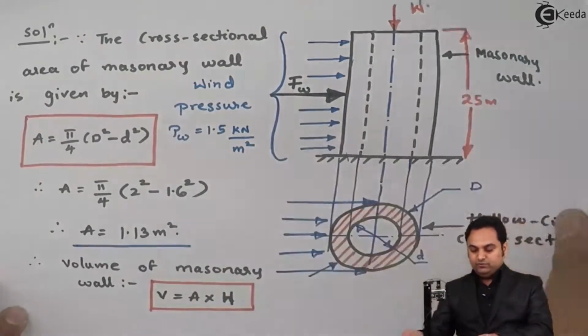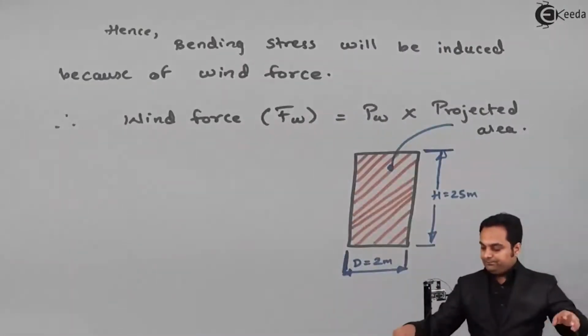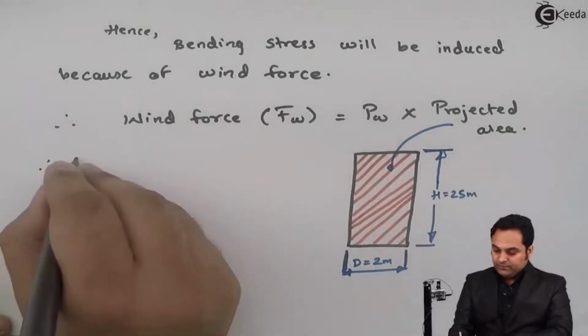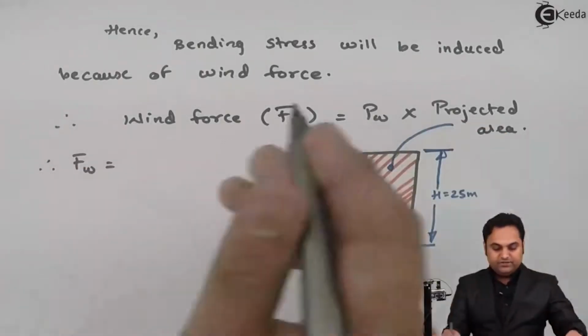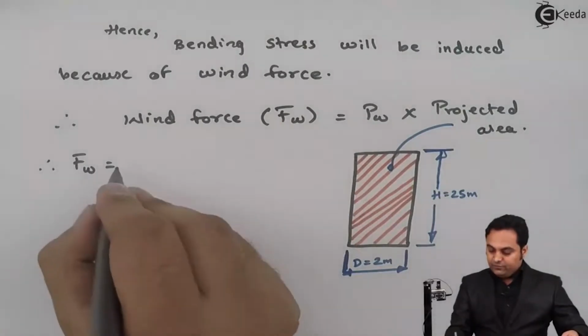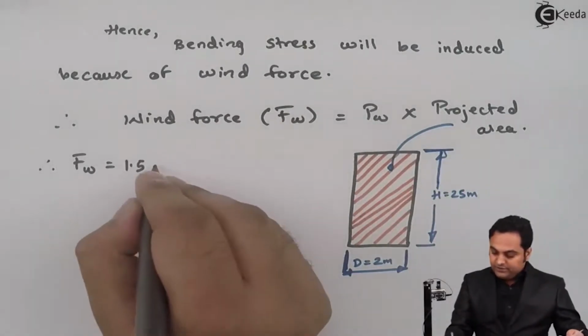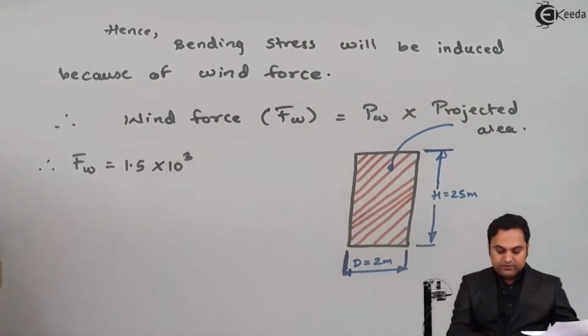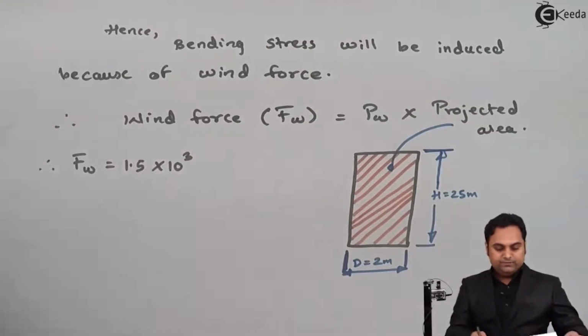So I'll find the value. That will be, therefore, F suffix W is equal to, wind pressure is given 1.5 into 10 raised to 3. I'll convert it. It was given in terms of kilonewton per meter square.